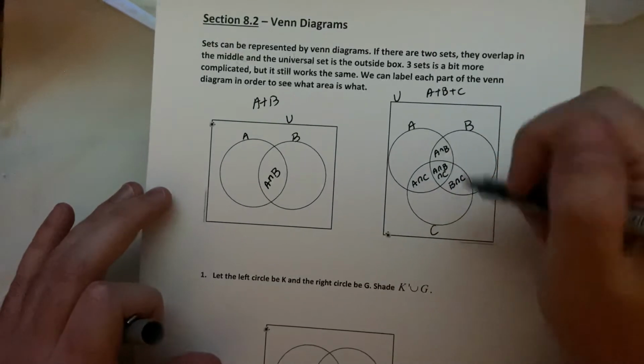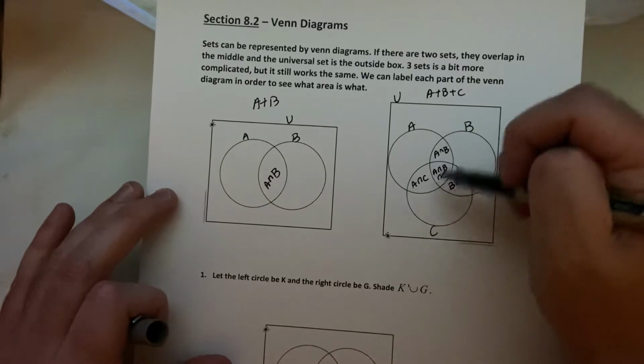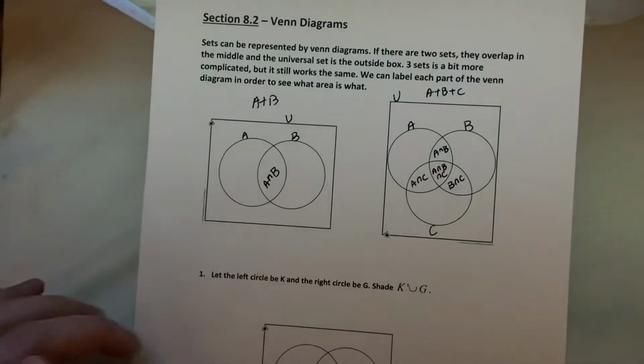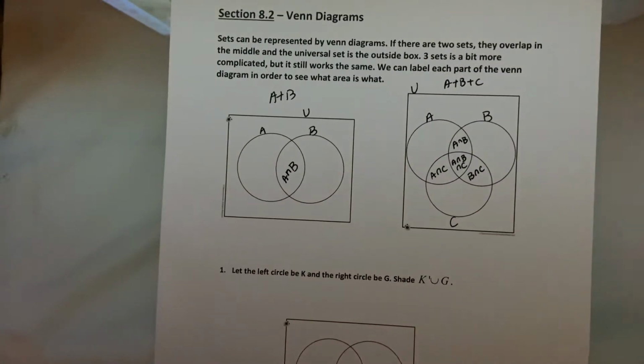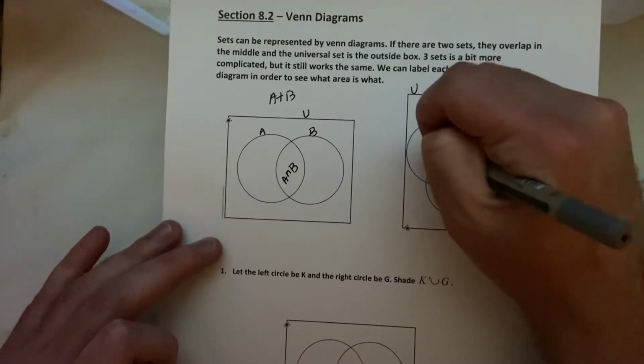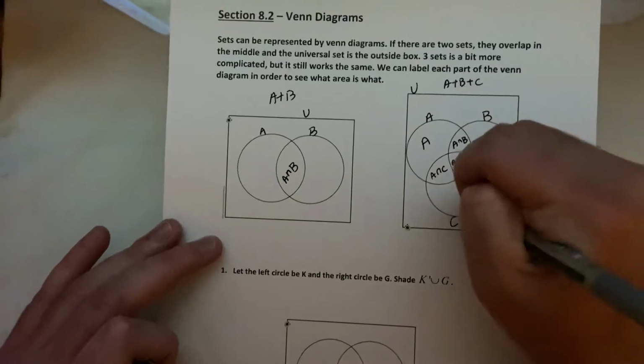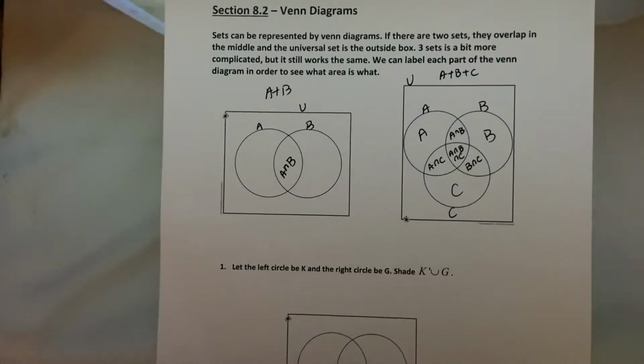It's important that you understand that the middle is also part of each of these, because if it's in A and B and C, then of course it's in A and B, or it's in B and C, or it's in A and C. And we of course have A. This is just A by itself, just B by itself, and just C by itself in those cases.